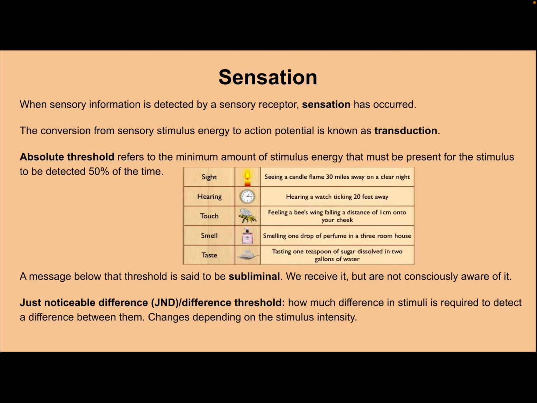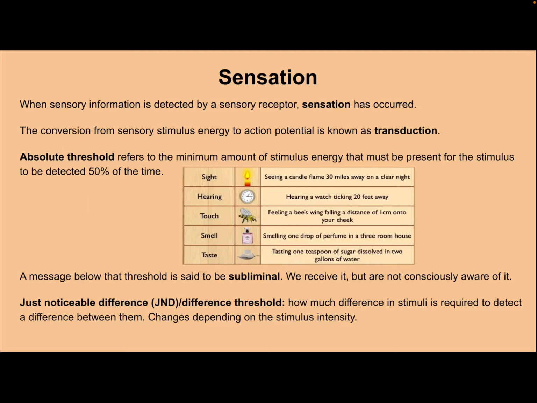So you are not aware of sensation. All that happens is the light hits your light receptor or the sound hits the sound receptors, but you have not perceived anything during sensation. The conversion from the sensory stimulus to the action potential in your neurons is known as transduction. When this happens, you're still not aware of it. It's still just sensation. An absolute threshold is the minimum amount of stimulus that must be present for it to be detected half of the time.